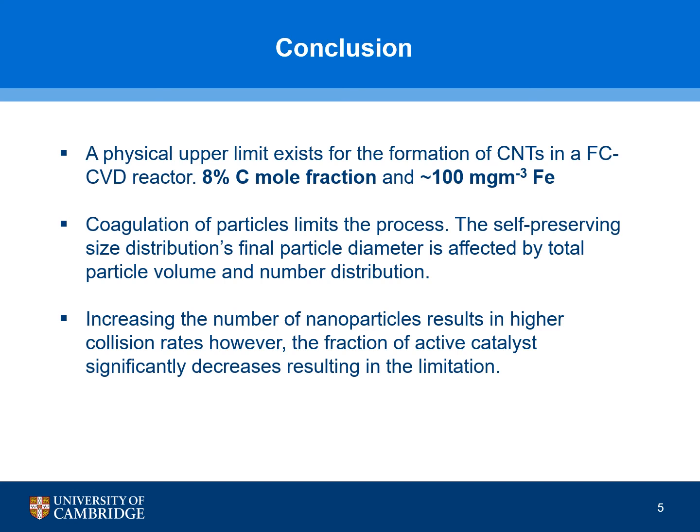Coagulation of particles limits the process, so once they reach a self-preserving size distribution, the final particle diameter is affected by the total particle volume and number distribution. And increasing the number of nanoparticles results in a higher collision rate. However, the fraction of active catalyst significantly decreases, resulting in an upper limit to FCCVD.